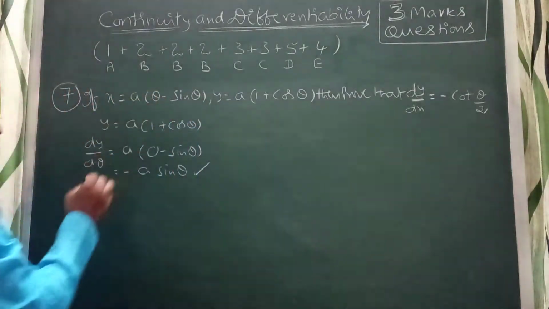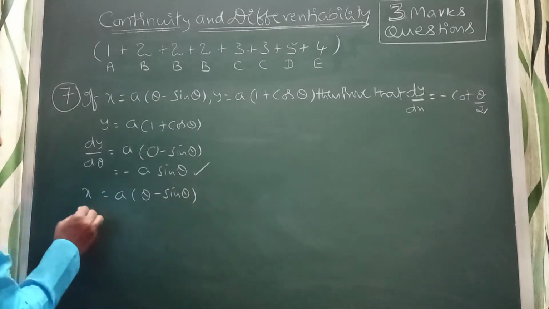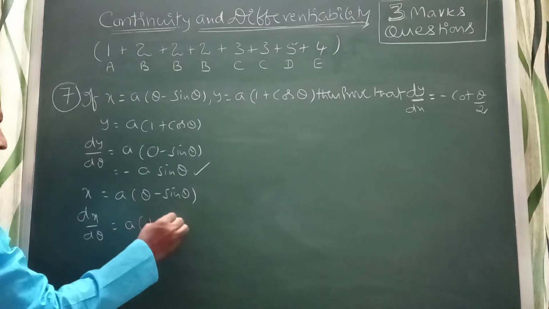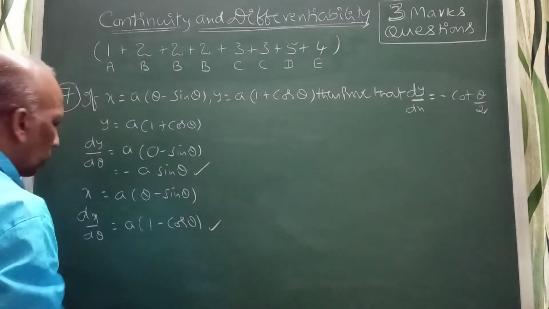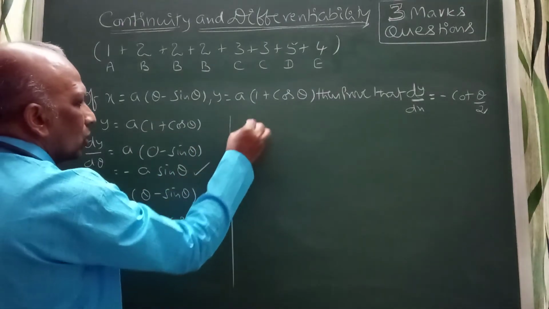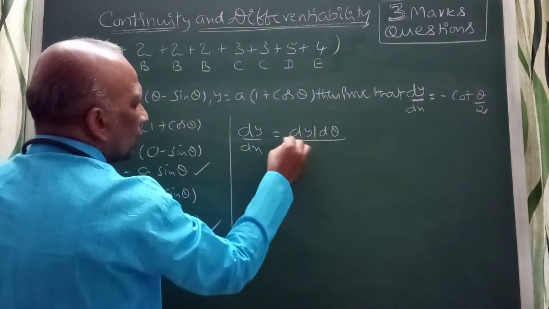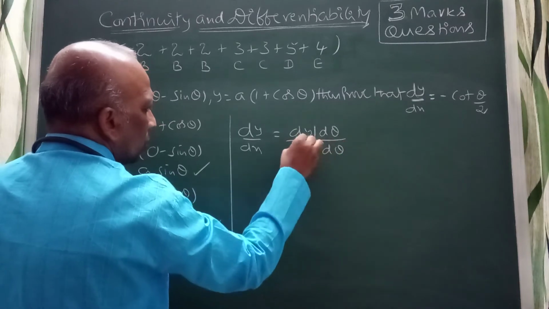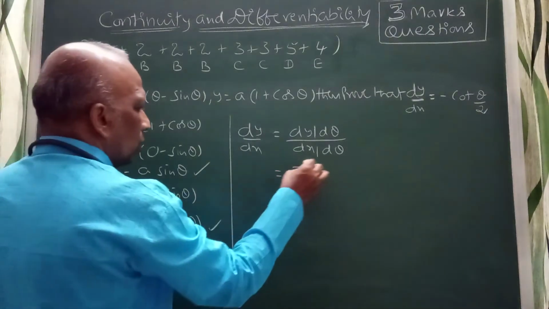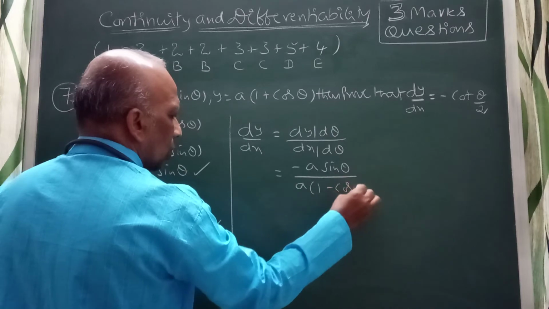Right? Minus a sin theta. Now you take x equal to a into theta minus sin theta. For dx by d theta, the derivative of theta is 1, and the derivative of sin theta is cos theta, right? So dx by d theta is a into 1 minus cos theta. I want dy by dx, right? So dy by dx means dy by d theta divided by dx by d theta. That is the reason I have taken y first: minus a sin theta by a into 1 minus cos theta.